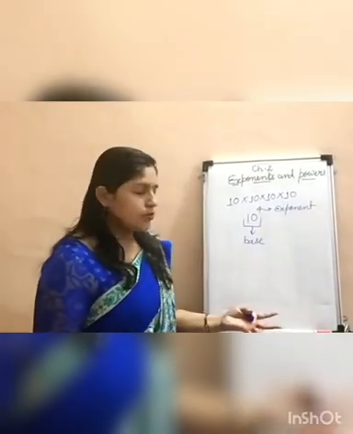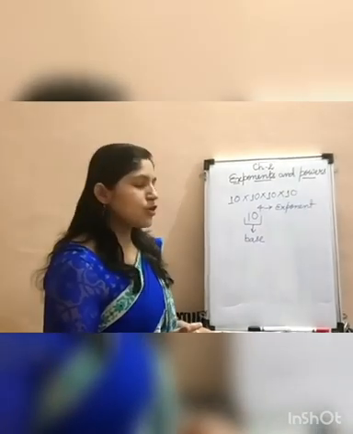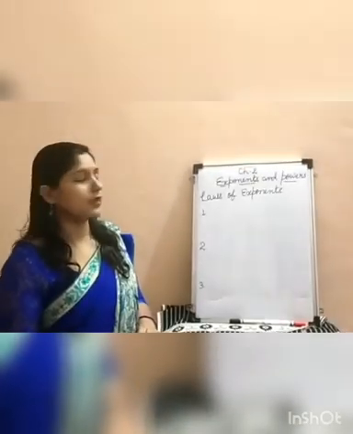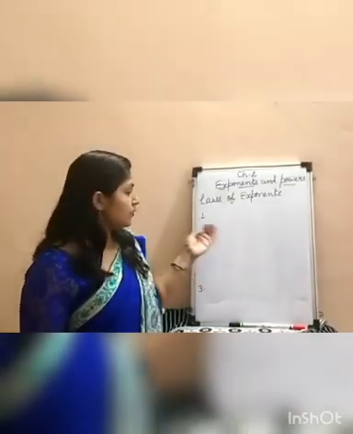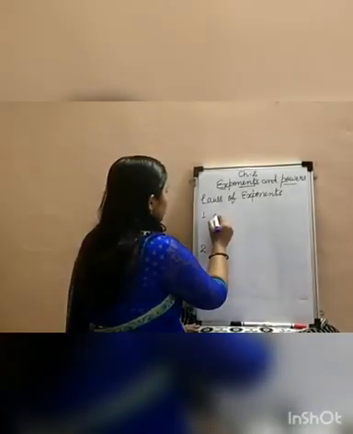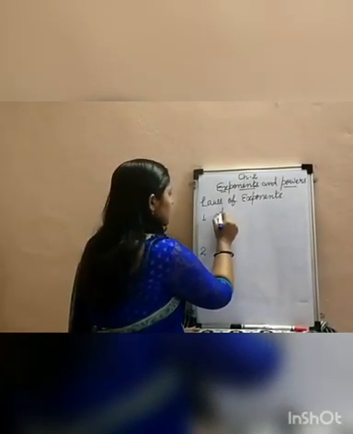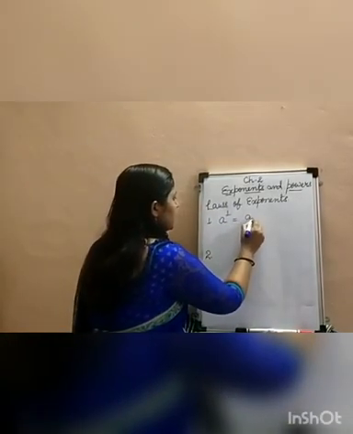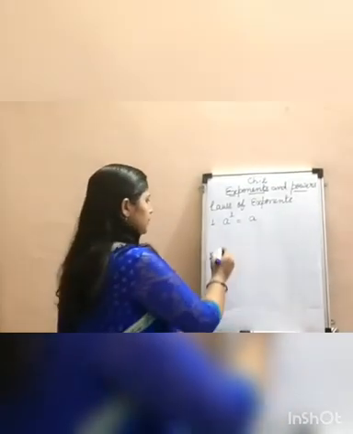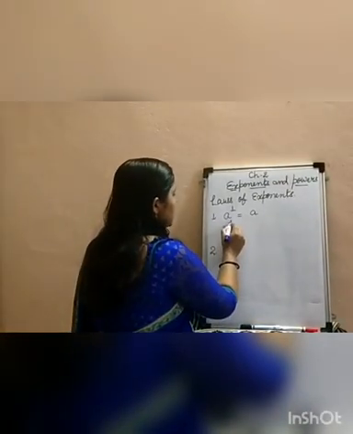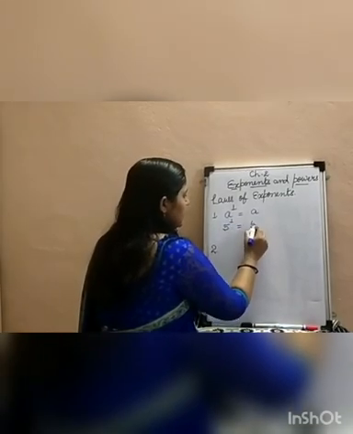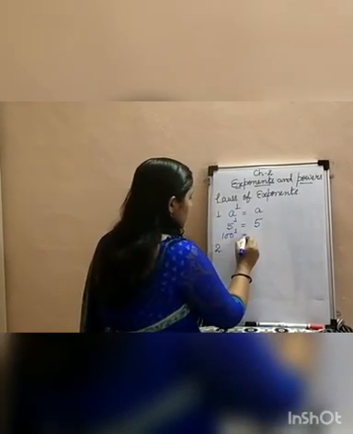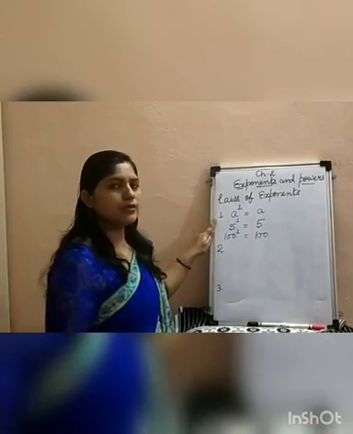There are so many laws for this. So let's see our laws of exponent. First law is, if a number is raised to the power 1, it is equal to the number itself. Here we can see the example. If the number is 5, then 5 raised to the power 1 will be 5. If 100 raised to the power 1, it will be 100. So this is the first law.